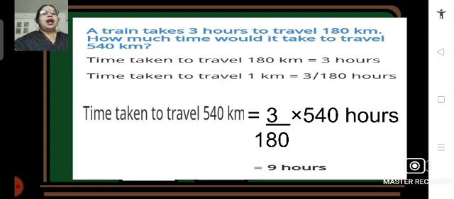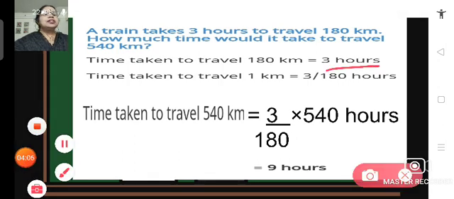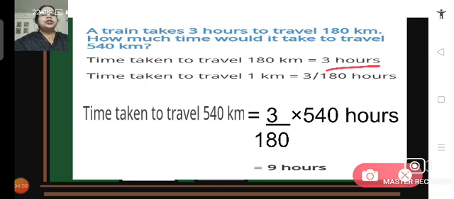A train takes 3 hours to travel 180 kilometers. How much time would it take to travel 540 kilometers? So time taken to travel 180 kilometers is 3 hours. So time taken to travel 1 kilometer is 3 upon 180 hours, isn't it? And then time taken to travel 540 kilometers will be 3 upon 180 multiplied by 540 hours. When we solve this, we get 9 hours as the answer.